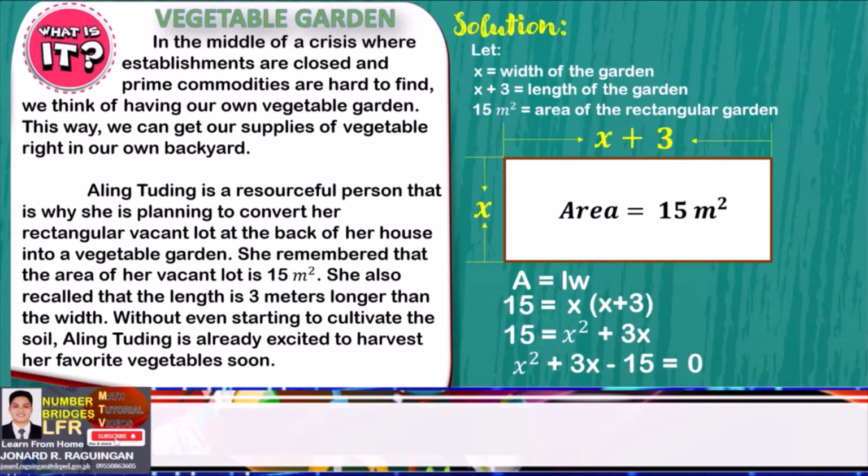The equation in one variable obtained from the situation, x squared plus 3x minus 15 is equal to 0, has a degree of 2. It means that the highest exponent of the variable is 2. This kind of second degree equation is what we call a quadratic equation.